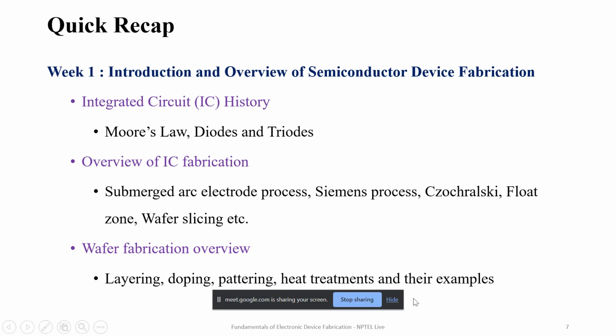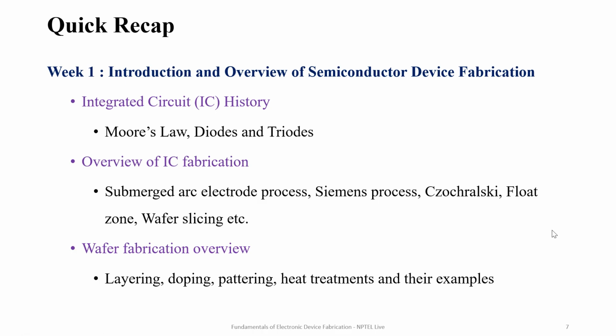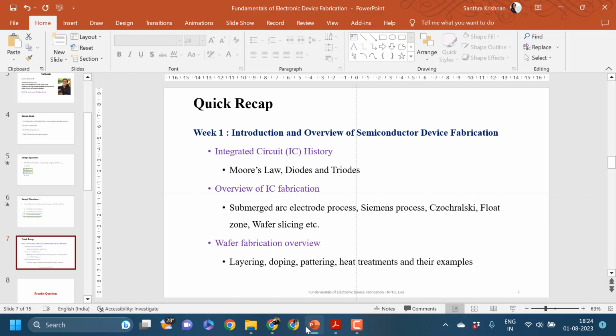In week 1, you have just an overview of layering, doping, patterning, heat treatments, and their examples in a few paragraphs. But in week 2 contents, there is an in-depth explanation of each of these topics. So I hope that all of you have gone through the week 1 lectures. Have all of you gone through the week 1 lectures?